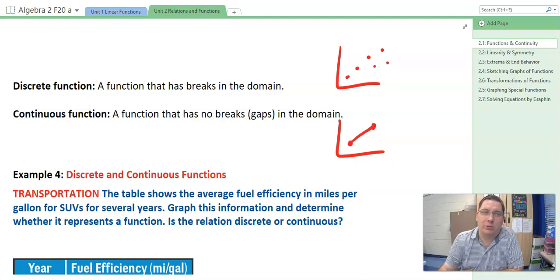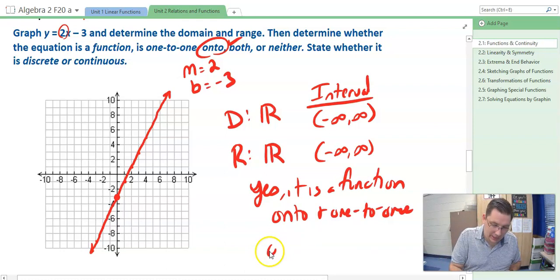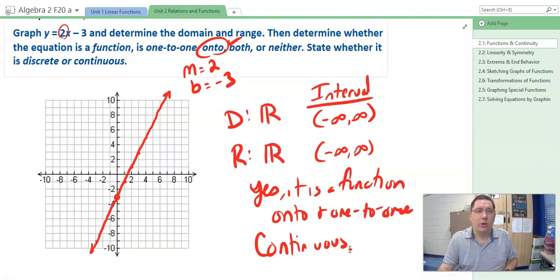Let's go back up to example 2 and talk about that function. Look at what we have drawn here. We have a solid line that continues on forever. Our domain is all real numbers, so there are no breaks in between. And so this is going to be a continuous function. Now, continuous and discrete don't have to be for functions necessarily all the time either. So let's continue on as we look at example 3.